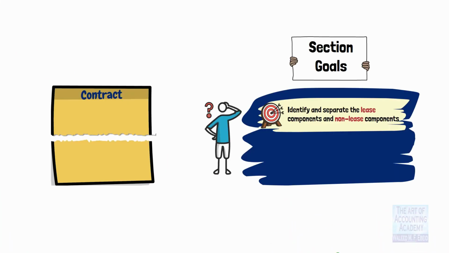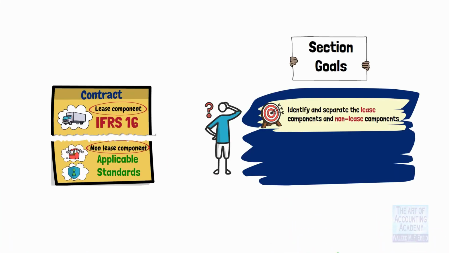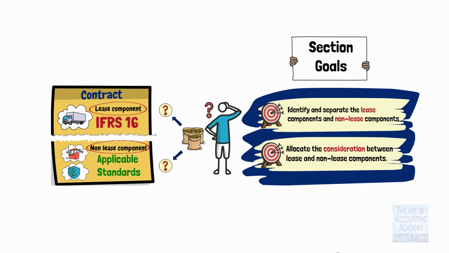Now, after identifying the lease and non-lease components in the contract, the next step is to allocate the contract consideration over these components. So, please check the following lecture.